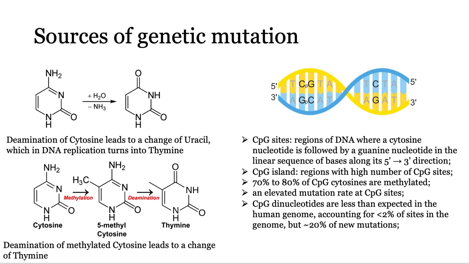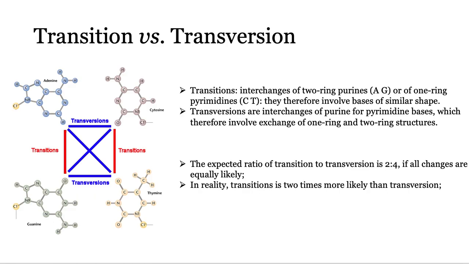So here I just want to introduce the concept of transition and transversion. When you look at the chemical structure of A, C, G, T, they are usually classified into two groups. C and T are pyrimidines, so they share a similar chemical structure. They have only one ring. And A and G have two rings, so they are called purines.